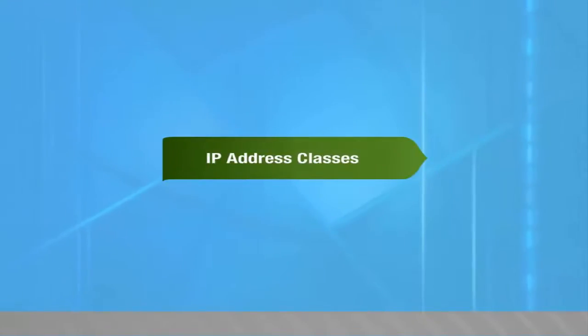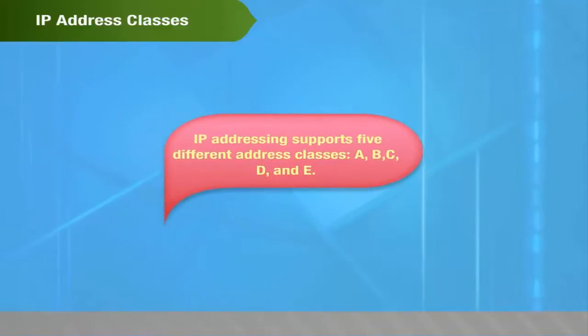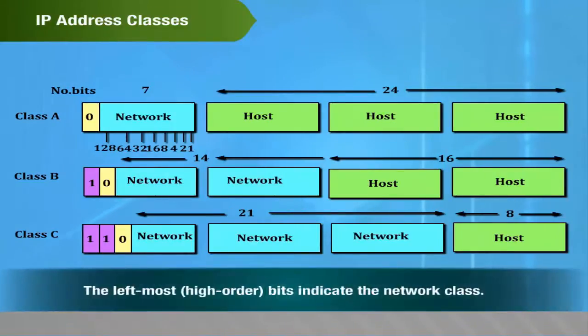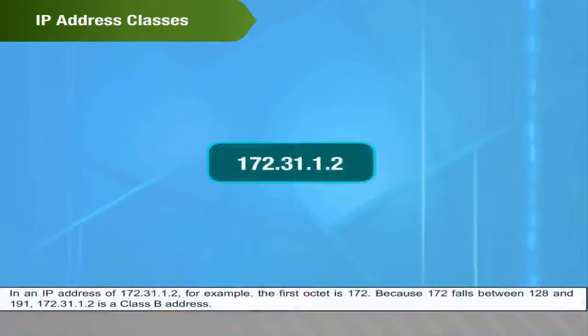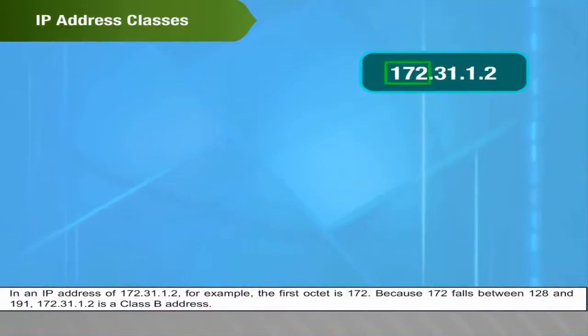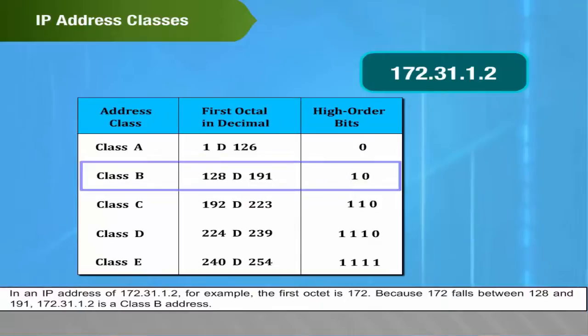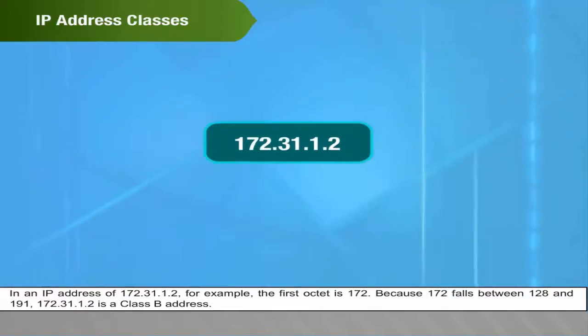IP address classes. IP addressing supports 5 different address classes: A, B, C, D, and E. Only classes A, B, and C are available for commercial use. The leftmost, that is high-order bits, indicate the network class. In an IP address of 172.31.1.2, for example, the first octet is 172 because 172 falls between 128 and 191. 172.31.1.2 is a Class B address.